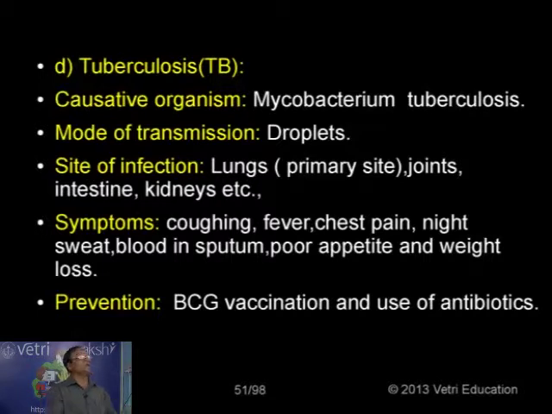Now, the name of the organism, the causative organism, is Mycobacterium tuberculosis. As it mainly affects the respiratory system, the mode of transmission is only through droplet infection. Now, what is the site of infection? The primary site of infection is the lungs. Along with the lungs, in due course, other parts of the body are also affected.